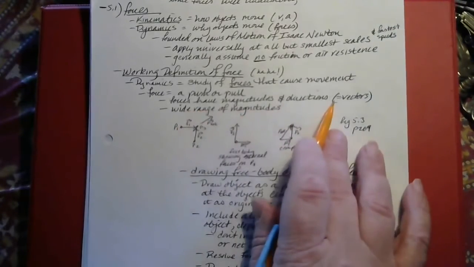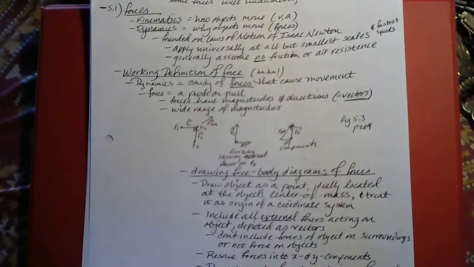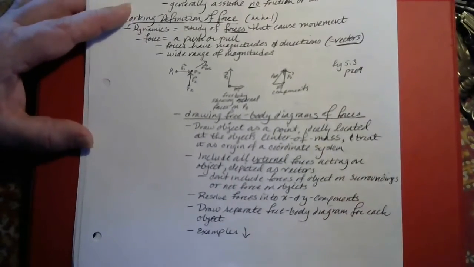Forces have magnitudes and directions, which means that, of course, forces are vectors. And there's a very wide range of magnitudes of forces. Like I said, the force of somebody pressing down on the key of a computer keyboard is pretty small, while the force of a space shuttle taking off, that's pretty big. And that's not even the total range of forces that are out there.